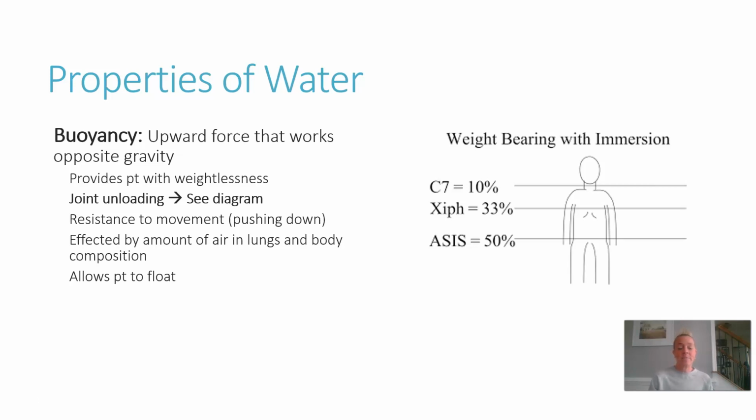Buoyancy is going to be affected by the amount of air in the lungs. So people who have more air in their lungs are going to tend to be more buoyant, as well as body composition. People who have more adipose are going to be more buoyant than people who have more muscle. Muscle tends to sink, and adipose tends to float.